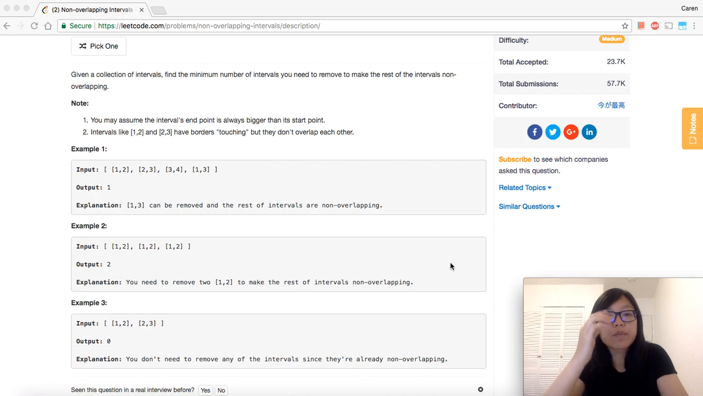Taking a look at the second example, we have 3 of the exact same interval. In this case, we definitely have to remove 2 of the intervals because otherwise we would have intersecting intervals completely. So we remove 2 of them, and we're left with one interval, [1, 2], that's not intersecting. And for the last example, we have 2 intervals, [1, 2] and [2, 3]. We output 0 because while they border each other, they don't satisfy the requirement of being overlapping. So we don't have to remove anything.